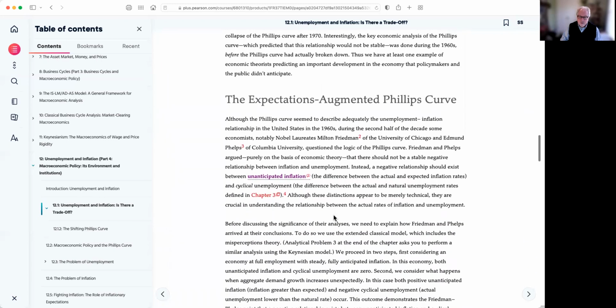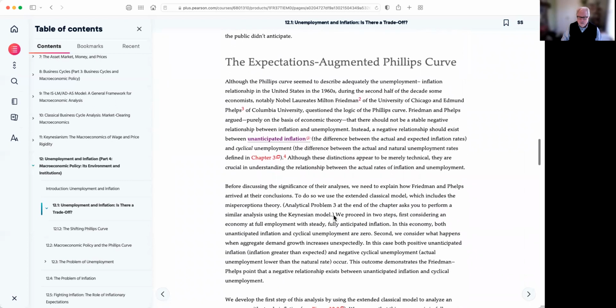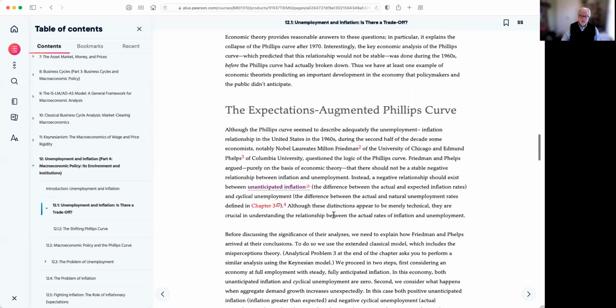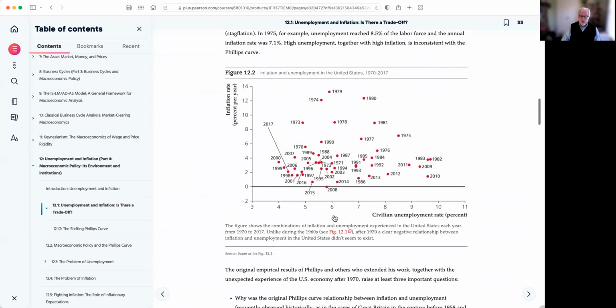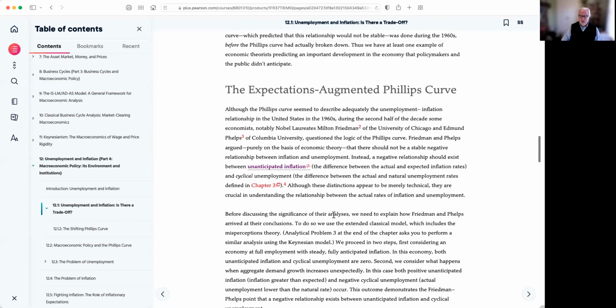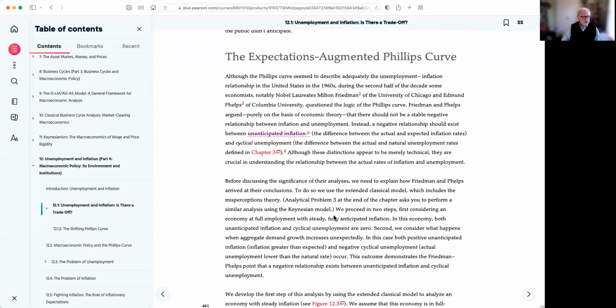So there was some additional work then done about this, and said, well, we really need to take into account unanticipated inflation. And once we do that, perhaps the relationship would be different. What was on this graph is just the inflation rate. And the argument by Milton Friedman and others was that if you expected inflation, then you might adjust wages, etc., accordingly, and there might not be a big relationship between the unemployment rate and the inflation rate.